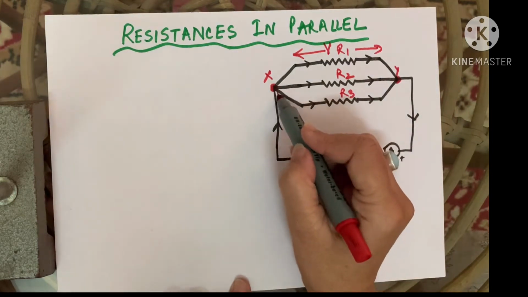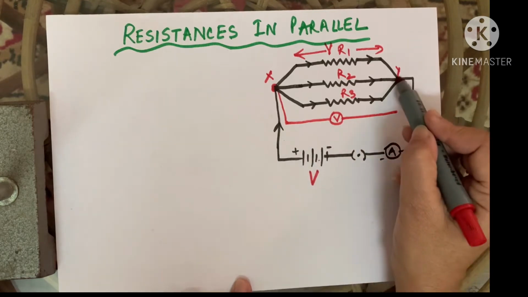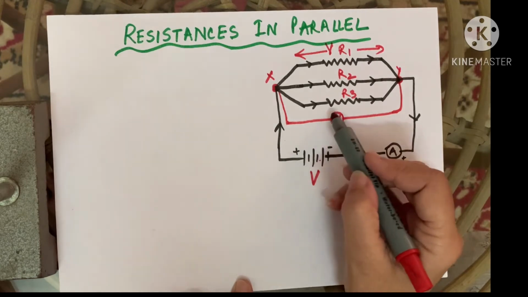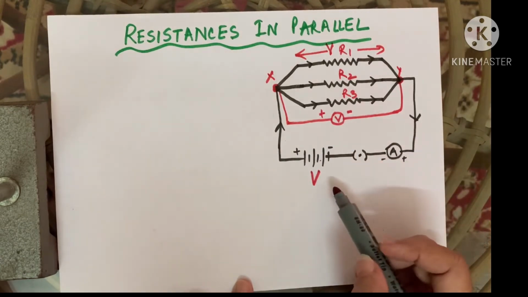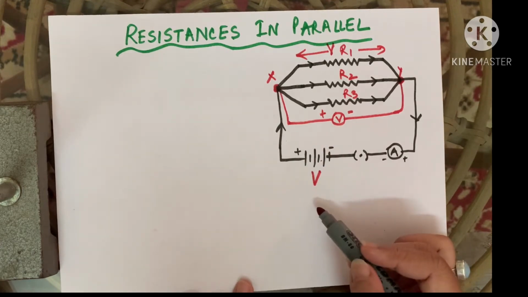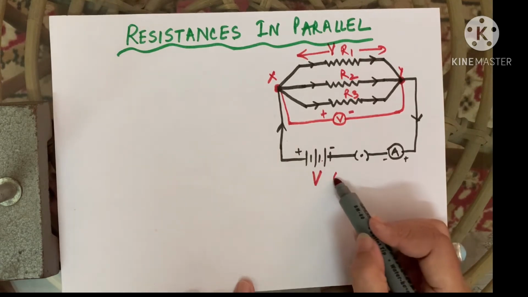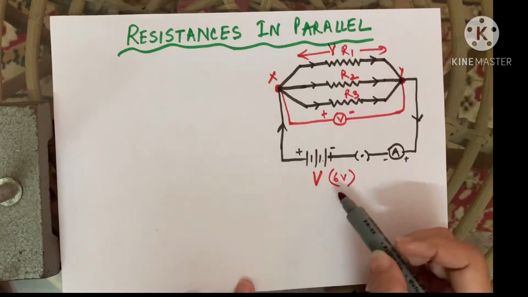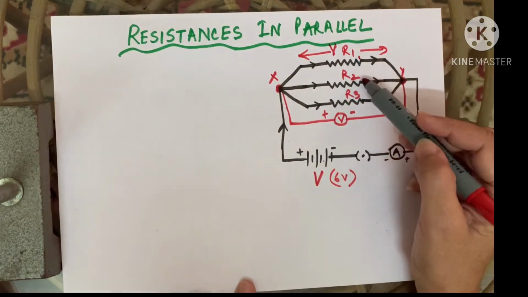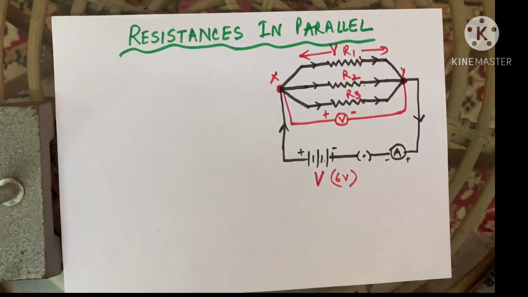We can also connect a voltmeter in parallel with the combination of these resistors, and we can measure the voltage. For example, if the potential difference across the battery is 6 volt, then the potential difference across each resistor is 6 volt.